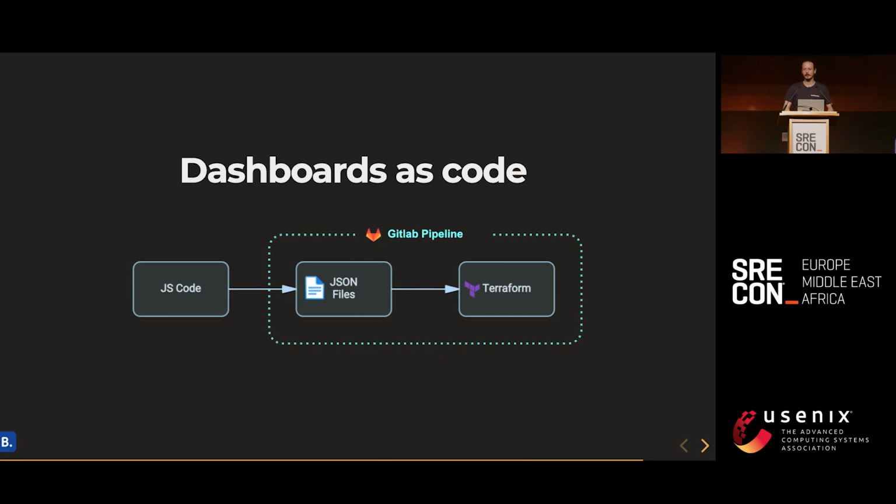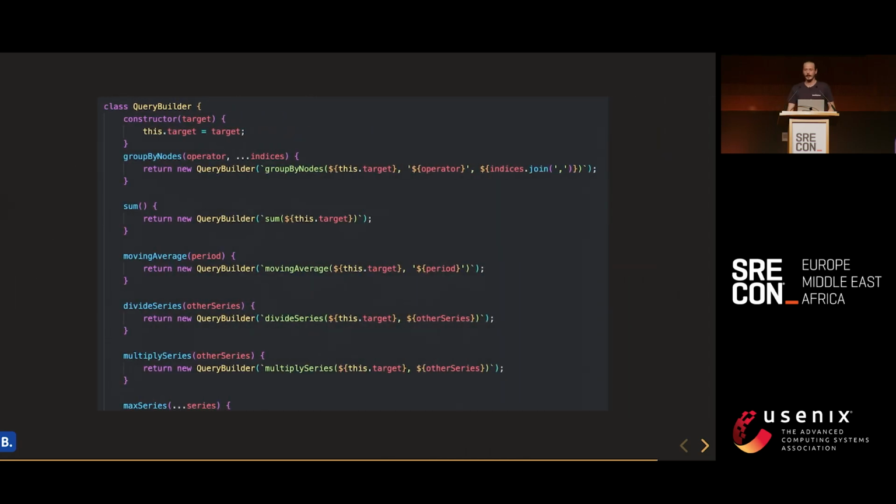So what we came up with, we decided, okay, let's just use JavaScript. In our team, everybody was familiar with JavaScript, and it's quite an expressive language. And it's very close to JSON. So we thought, okay, let's try JavaScript that would generate JSON files, and then later on we send them through Terraform to Grafana dashboard. And that's what we did.